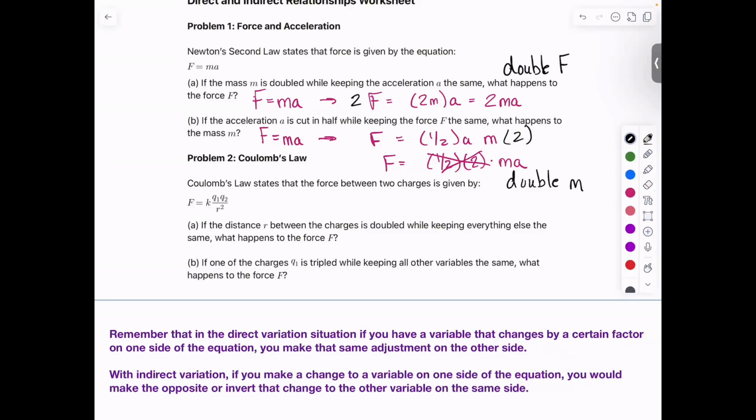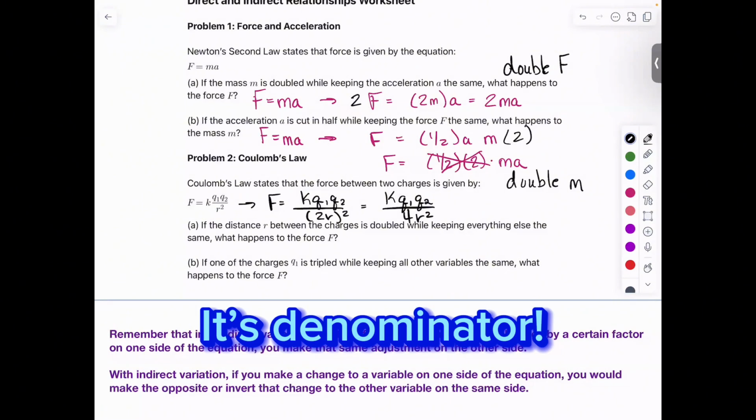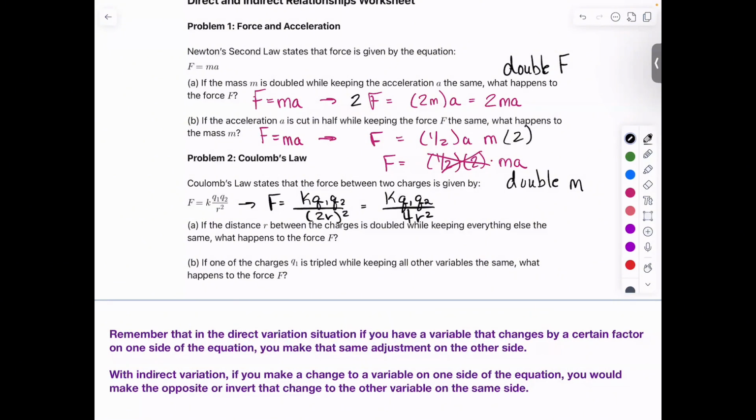Actually, because that's not the same, we're going to alter it. We're going to say now F is k q1 q2 over 2r squared, so I put the 2 in front of the r and I square that whole group. Okay, 2r times 2r is actually 4r squared. So we have a multiplier down in our denominator. It's 4 times r squared. So instead of having our original r squared, we have 4r squared.